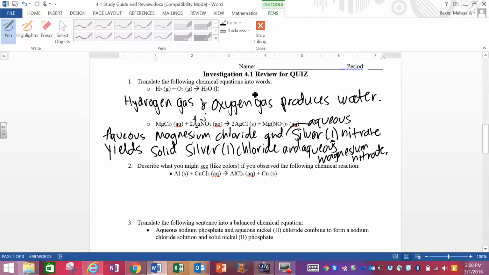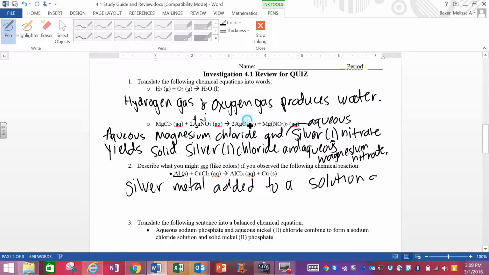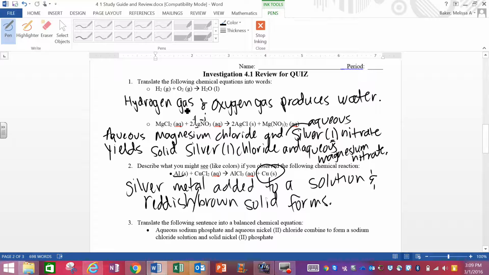Number 2, what might you see, like colors, if you observe the following reaction? So aluminum, I know about aluminum. Aluminum is a silver metal added to a solution, and reddish brown solid forms. I say reddish brown because you guys know this. Copper is a reddish brown color.